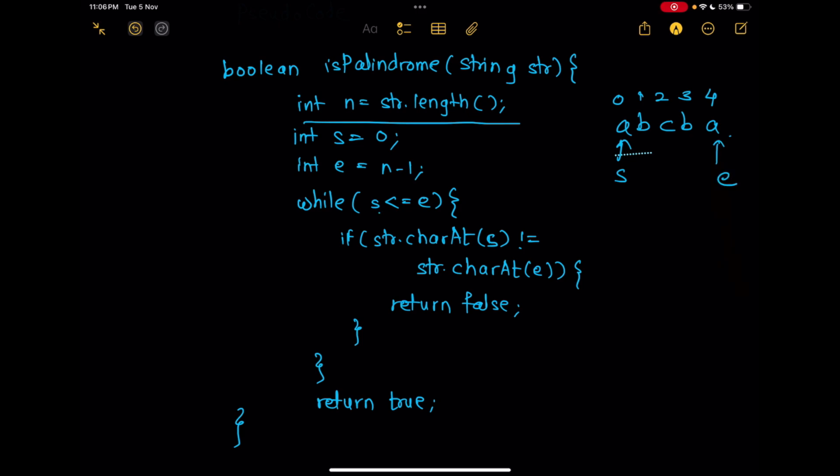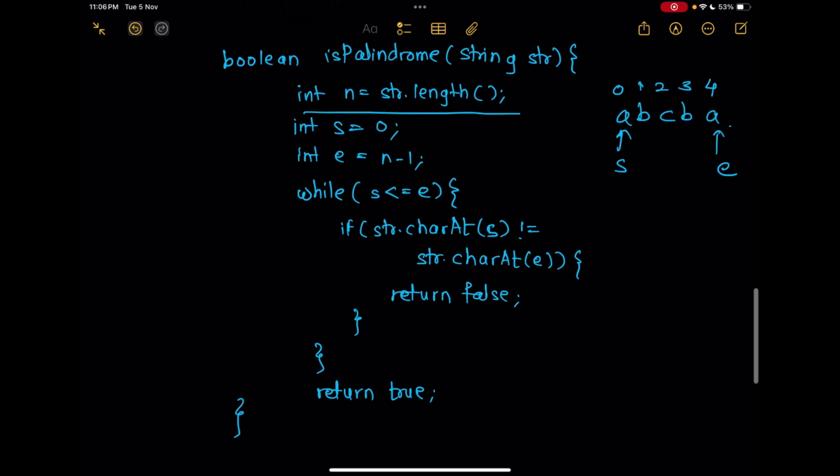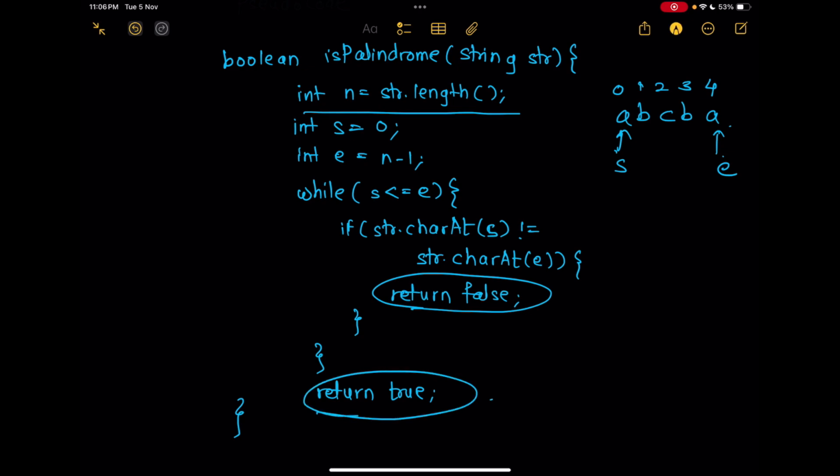Now while my start is less than or equal to E, right? Whenever our start will cross E, that means our string is exhausted, and that our string is a palindrome, right? Now I'll check if this character is not equal to this character, I'll just return false. That means our string is not a palindrome. If my string is exhausted, I'll return true. That means my string is a palindrome.